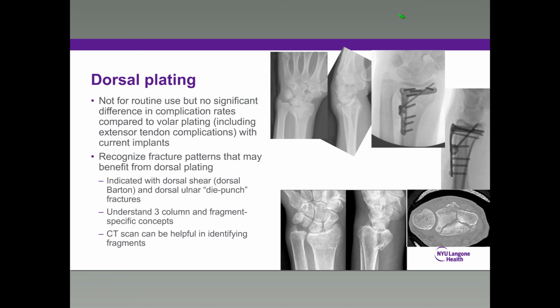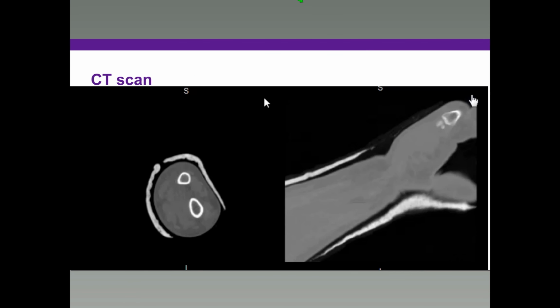You really need to understand the three column and the fragment specific concepts in order to use this, so that you know, first of all, which implants are appropriate. It's not so hard on the volar surface. There's basically a plate that looks like it fits right there, but you have to have a much better understanding of what you're using with the dorsal plating. And also to know that the CT scan can be very helpful in identifying the fragments.